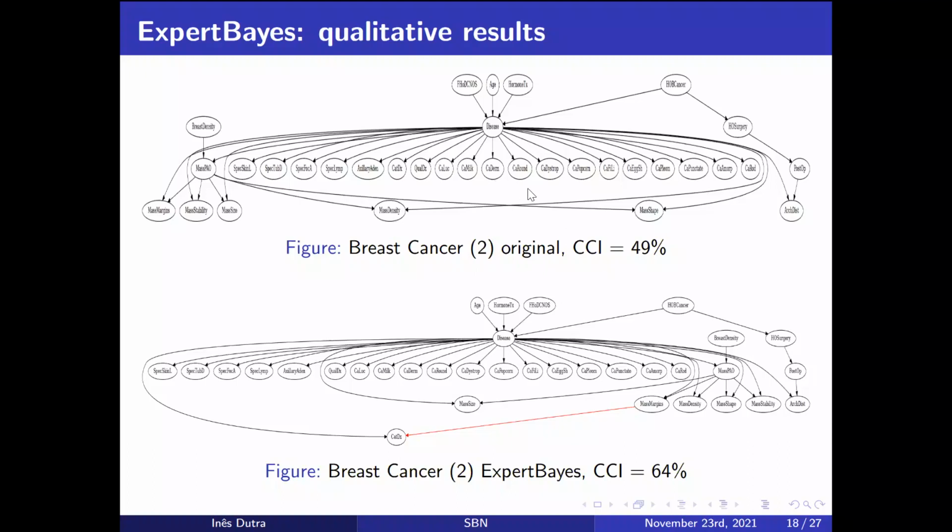This was the original network that was very complex. And this is the network that was generated by ExpertBayes that added this link here. I can't read that, but anyway, it's calcification or KDX, that's diagnosis of calcification with some kind of disease that is here in these nodes.